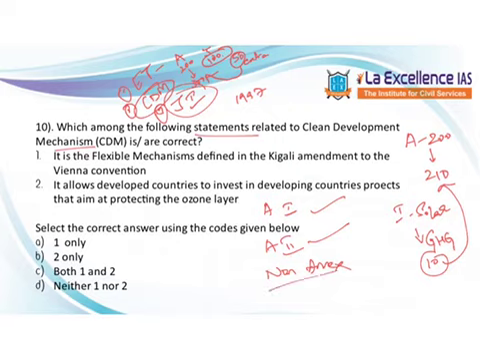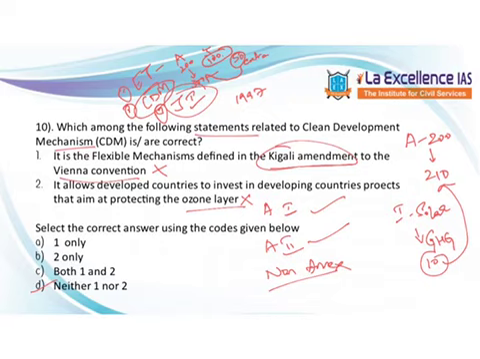So here it says it is a flexible mechanism defined in the Kigali Amendment to the Vienna Convention. The Kyoto Protocol or CDM is nowhere connected to this, so this is wrong. Then it allows developed countries to invest in developing countries on projects that aim at protecting the ozone layer. This is not specifically meant for the protection of the ozone layer, so both are wrong. So the answer is D. But here, what is this Kigali Amendment to the Vienna Convention?